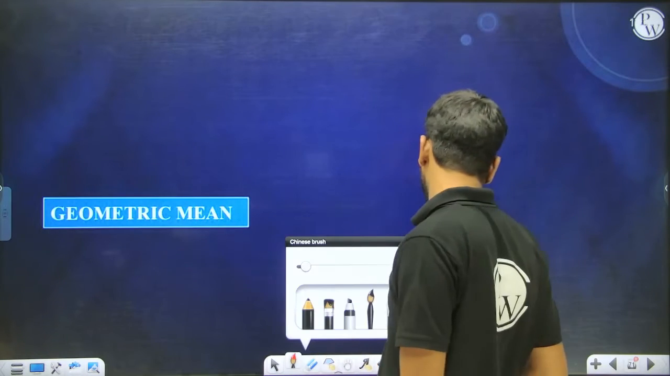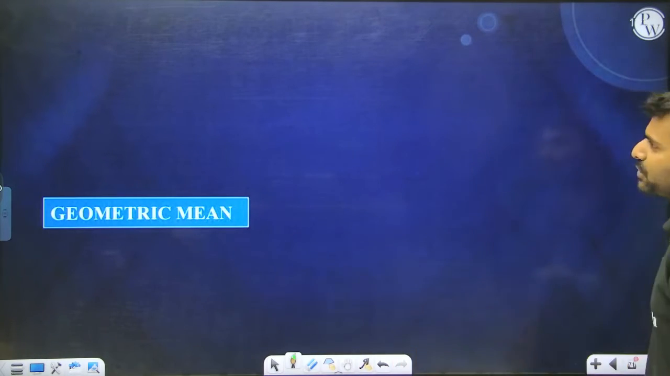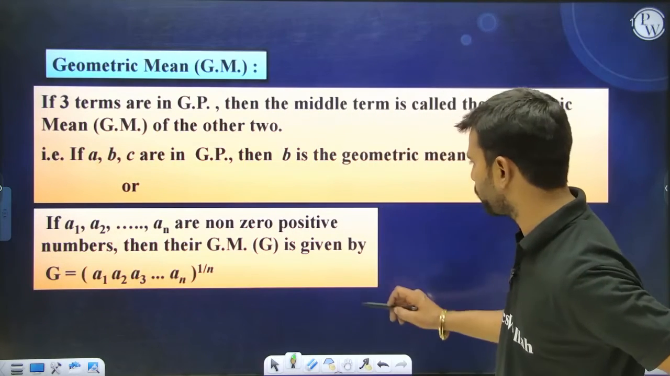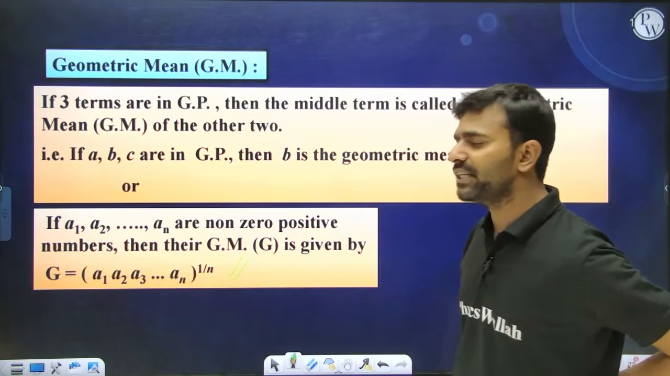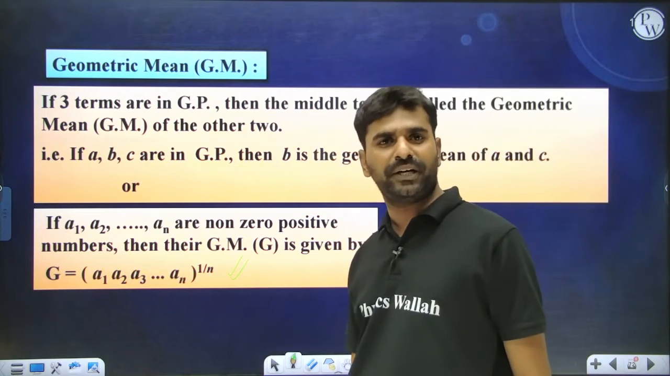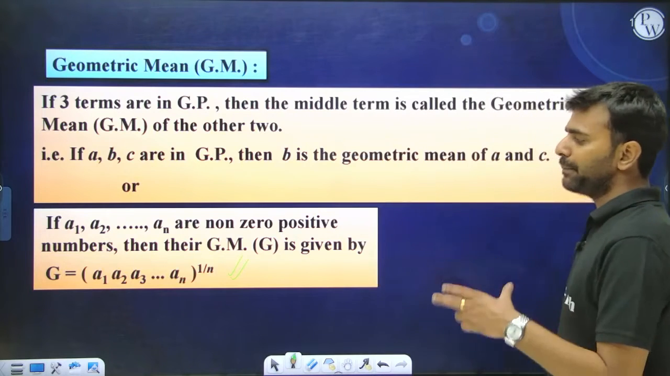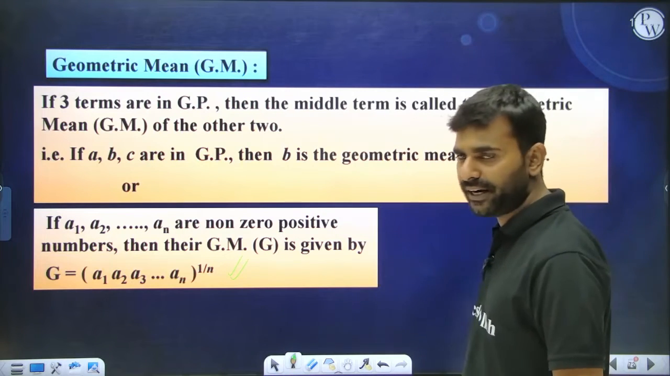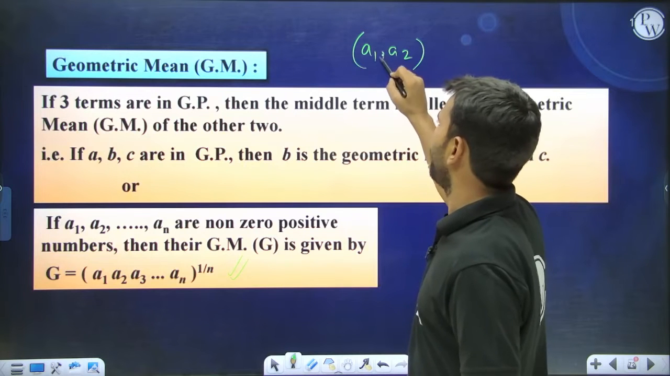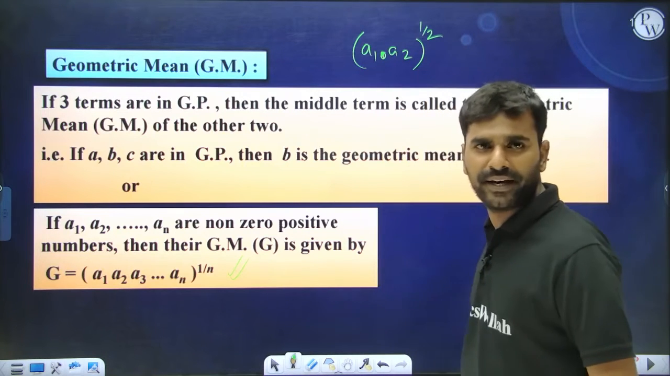The same thing is going to happen with geometric mean as well. Two varieties: geometric mean of numbers, and geometric means inserted between two numbers. If let's say A1, A2, A3 and till An are a few numbers given to me and I want to find their geometric mean, then it can be written as the multiplication of all these raised to the power 1 by n. If there are two numbers, then their geometric mean will be A1 into A2 raised to the power 1 by 2.